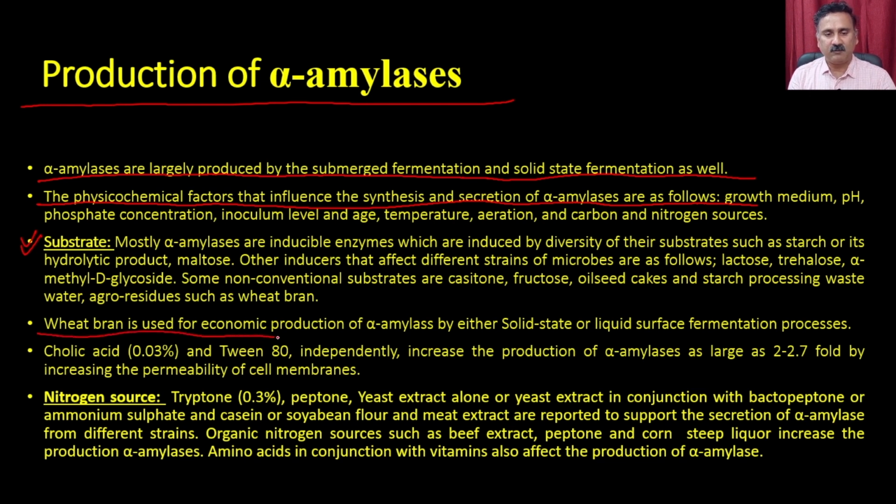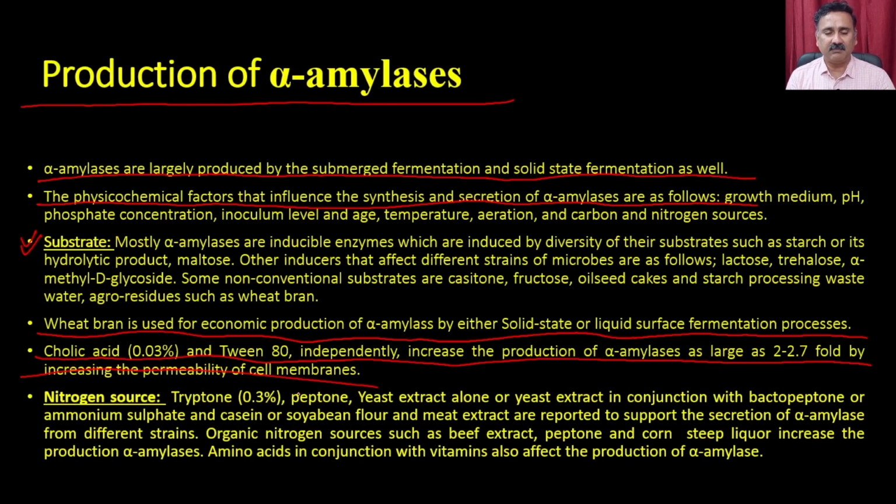Wheat bran is used for the economic production of alpha amylase by solid state or liquid surface fermentation processes. Cholic acid and 2,4-D independently increase the production of alpha amylases as much as 2.2 to 2.7 fold by increasing the permeability of the cell membrane. So they are going to increase the recovery of the enzyme. You can also use different types of nitrogen sources in the fermentation process, and that is also going to enhance the alpha amylases.